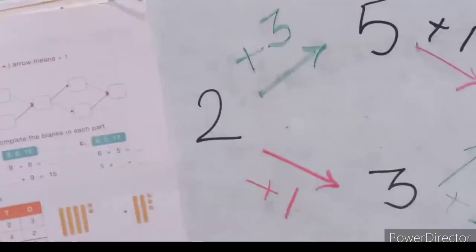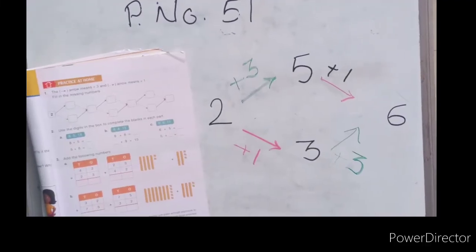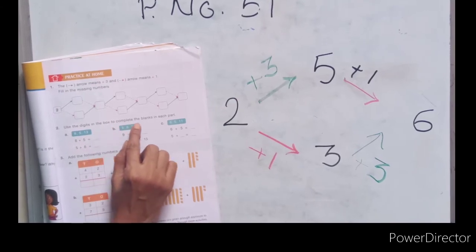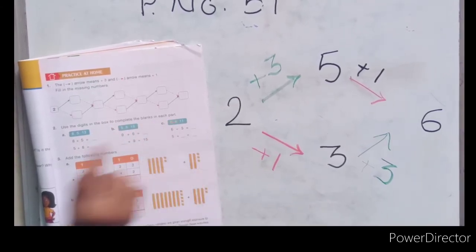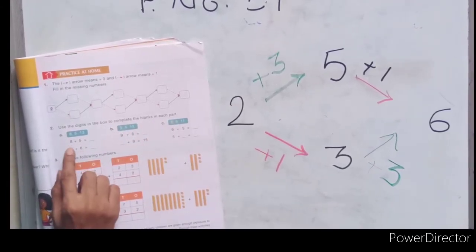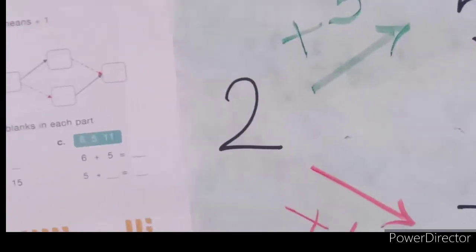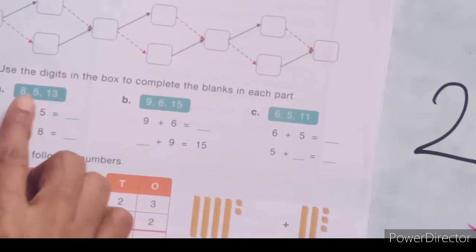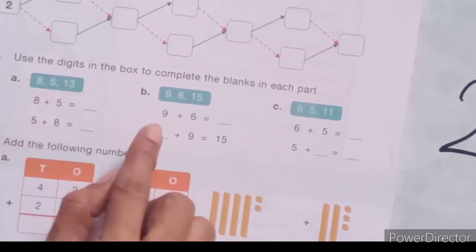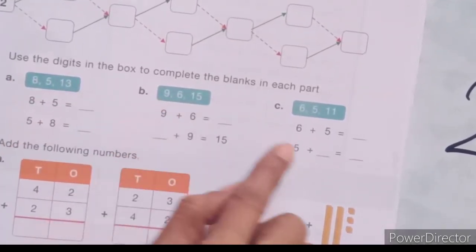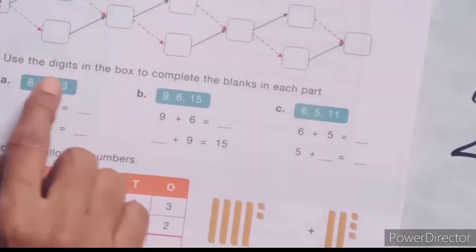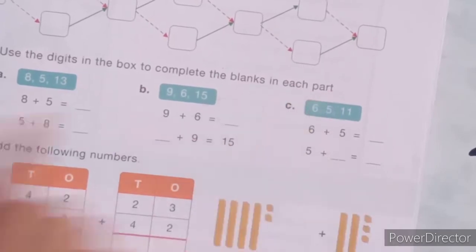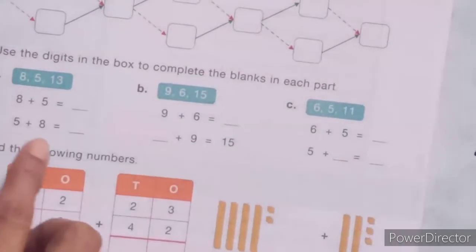Now, we will see question number 2. Question number 2 is: use the digit in the box to complete the blanks in each part. What is the question? Use the digit in the box. From this box we have to use the digit. For this question this digit, for this question this, and for this. Use the digit in the box to complete the blanks in each part. Now, we have to find out the answer.